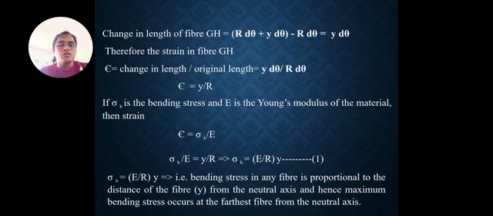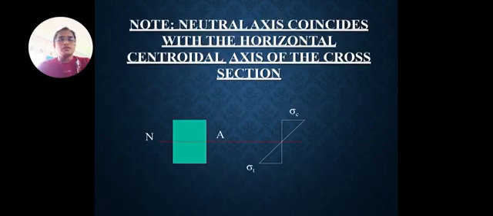Bending stress in a fiber is proportional to the distance of the fiber from the neutral axis, and hence maximum bending stress occurs at the farthest fiber from the neutral axis. Note, the neutral axis coincides with the horizontal central axis of the cross section.